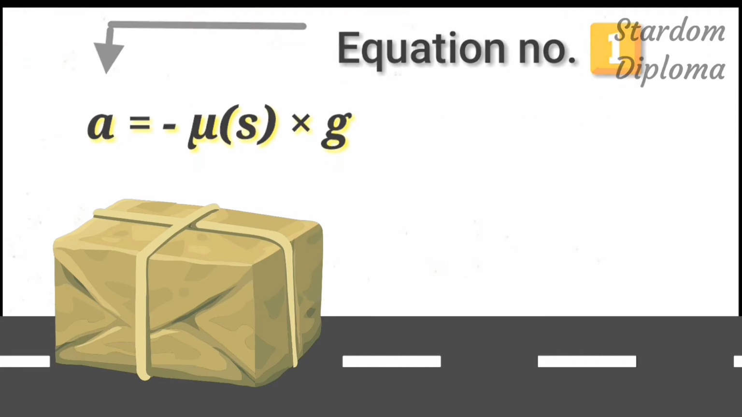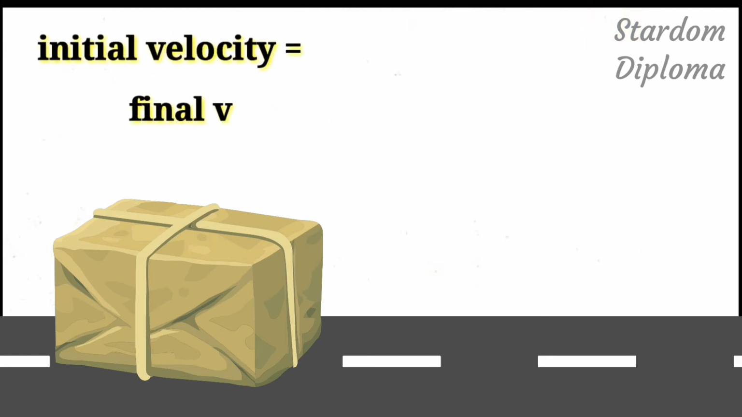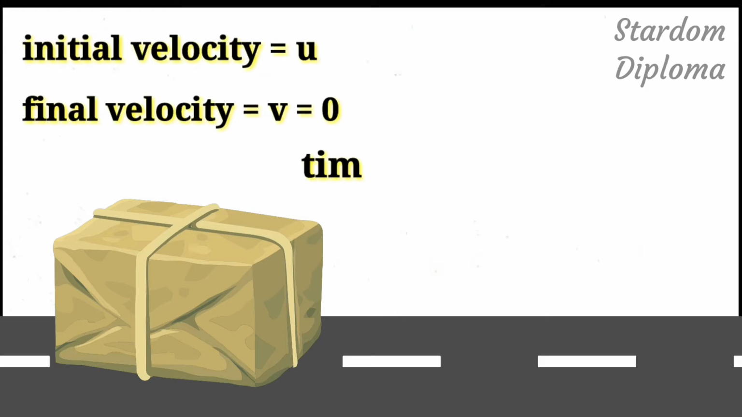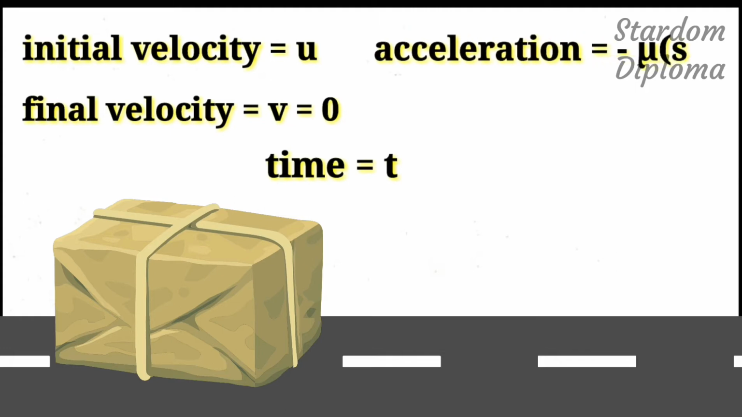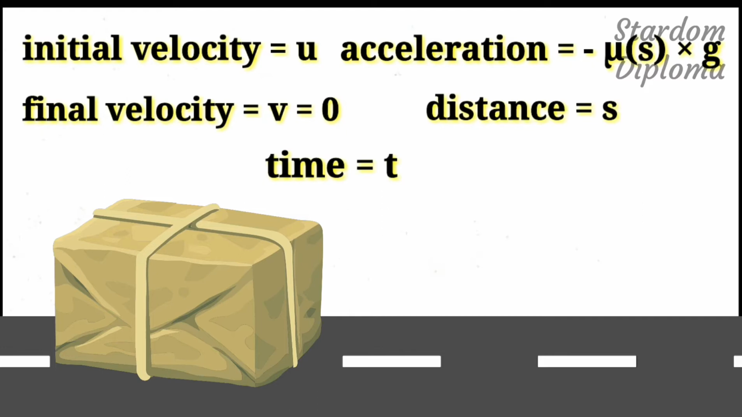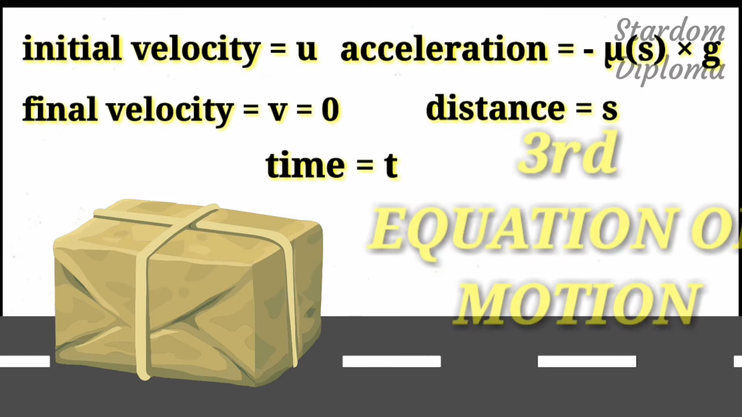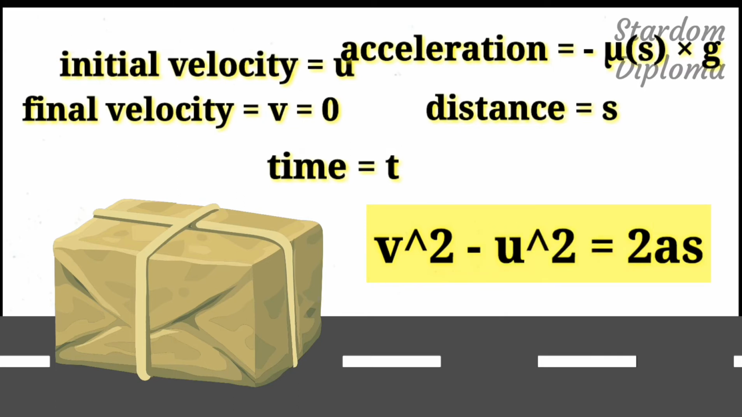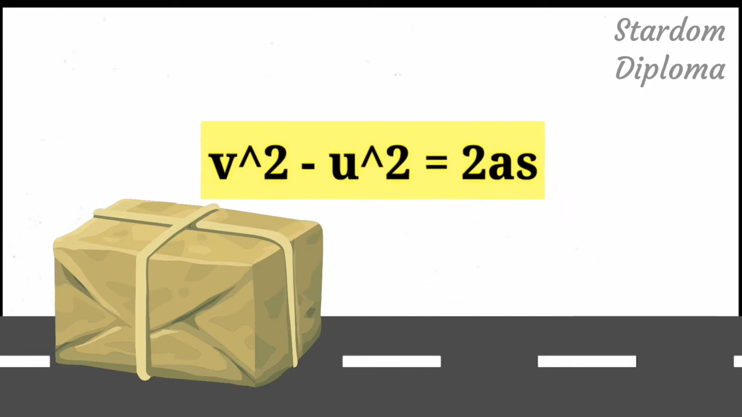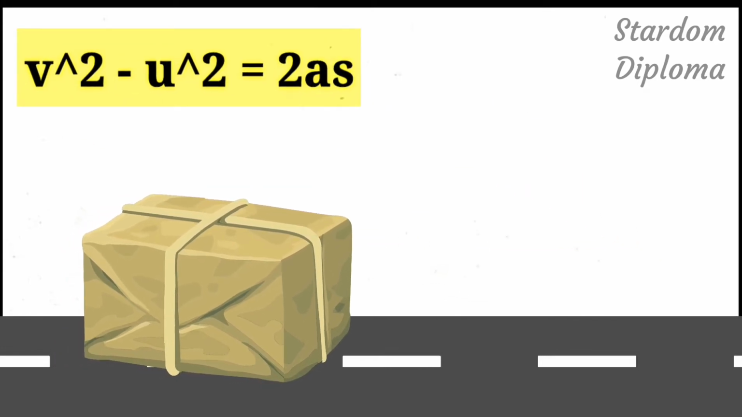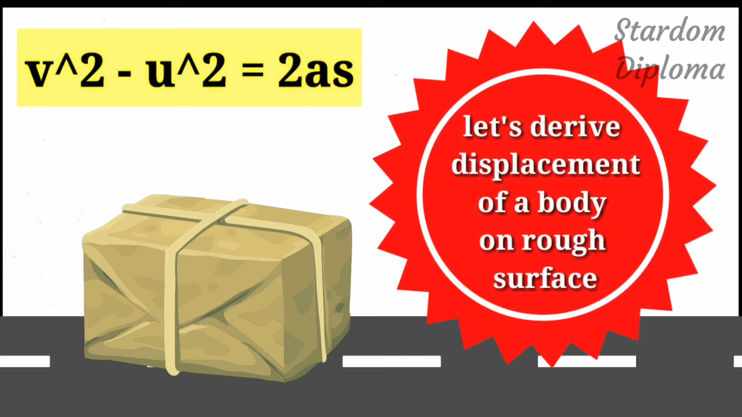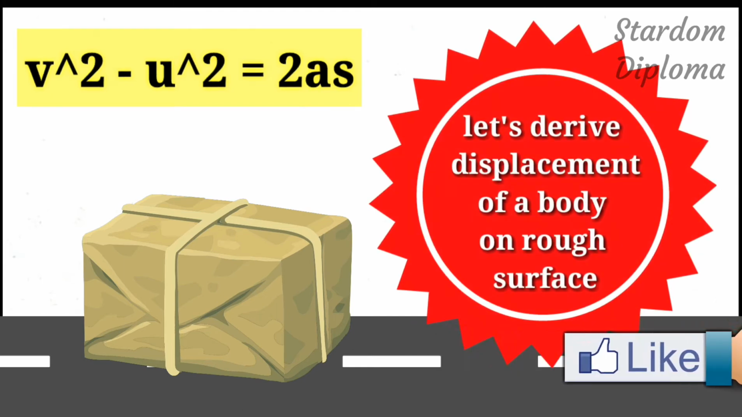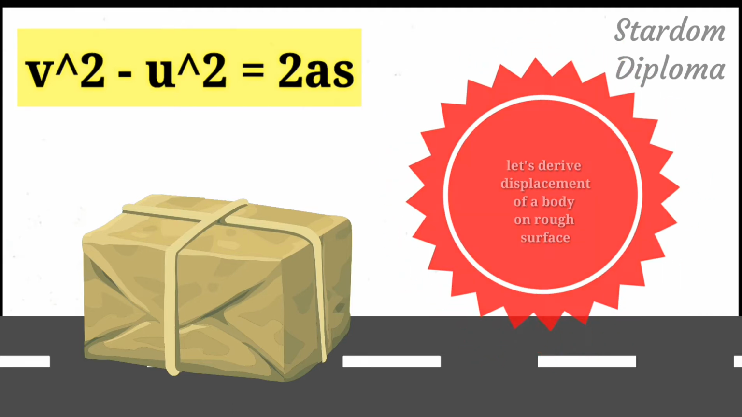We have initial velocity u and final velocity v equal to 0. The time of travel is t seconds, the acceleration we found as minus mu s into g, and the distance covered is s meters. So now we apply the third equation of motion, that is v square minus u square is equal to 2as. In this equation we are going to substitute the values. All values are known, only the distance travelled, that is s, is unknown. So from this equation we can find the displacement of the body which is moving on a rough horizontal surface.